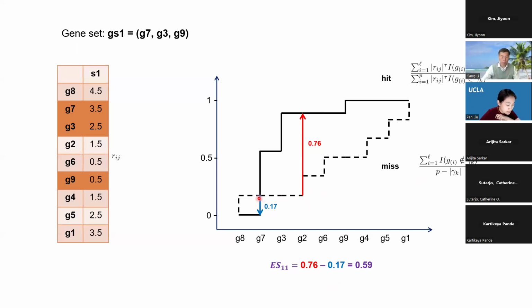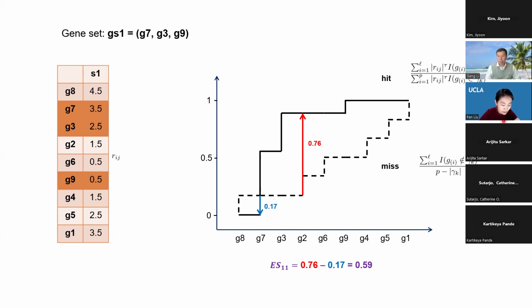And then this p-miss would increase at all other genes. This is quite similar to GSEA, but the only change here is that instead of looking at the maximum absolute difference, which is 0.76, this time we look at the difference between the largest positive and the largest negative. So we use 0.776 minus 0.17.